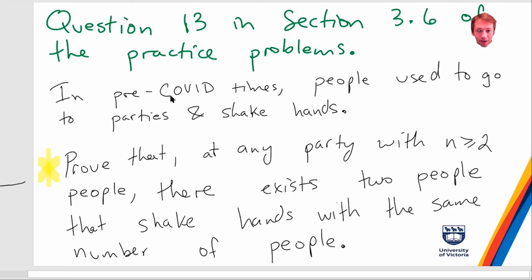So prove that if you have a party with n people, where n is at least 2, there always exist 2 people that shake hands with the same number of people. If they arrive at the party and no one shakes anyone's hand, then everyone shook 0 hands, and that works. But if they arrive at the party and some people shake hands and some people don't, no matter what, we want to say there are always 2 people that shake the same number of hands. This is a trickier one.